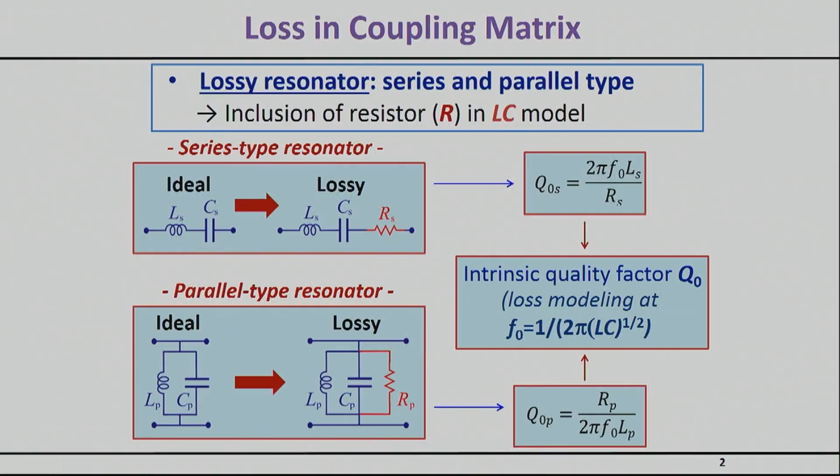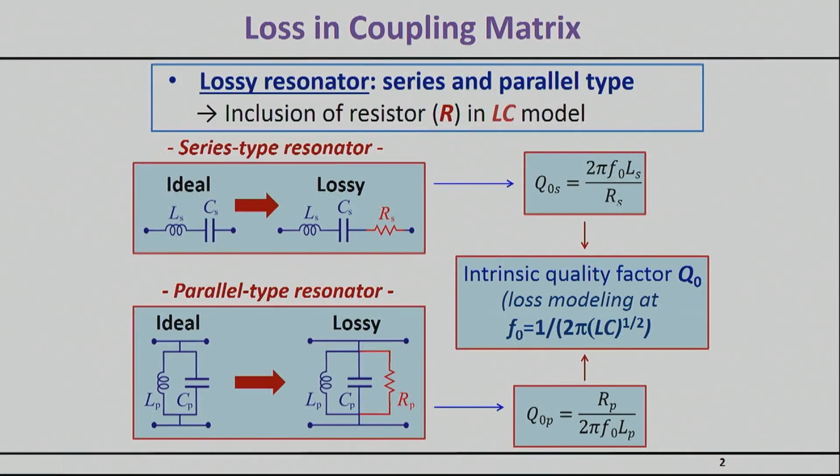So first of all, let me remind you, how do we model loss? The primary source of loss in filters is actually found in the resonators. Of course, coupling sections also represent loss. And quite honestly, we're going to ignore that here. This is technically not correct. But in most practical scenarios, it's actually the resonators that contribute the vast majority of loss in a filter.